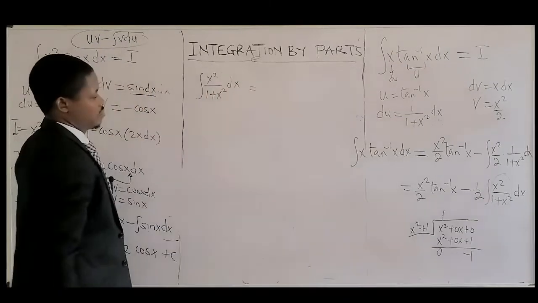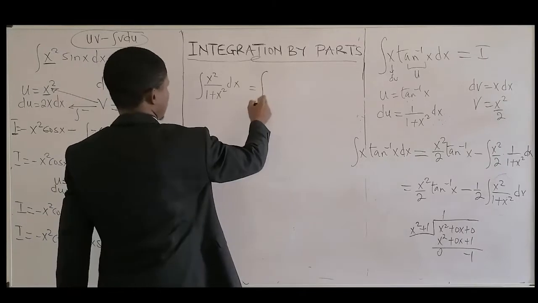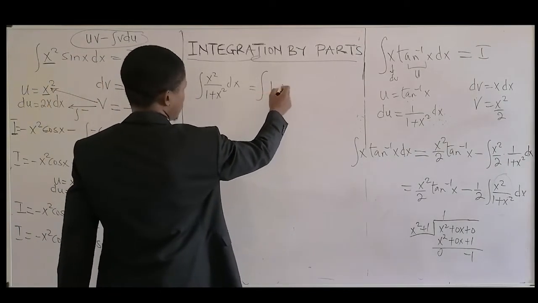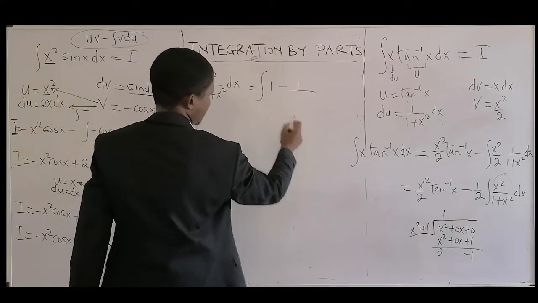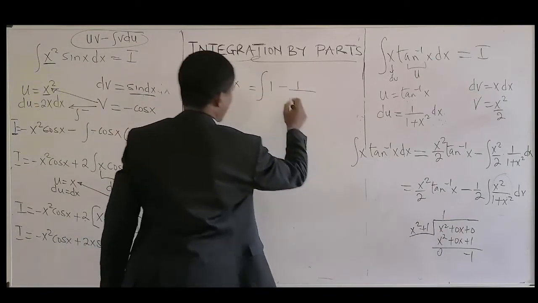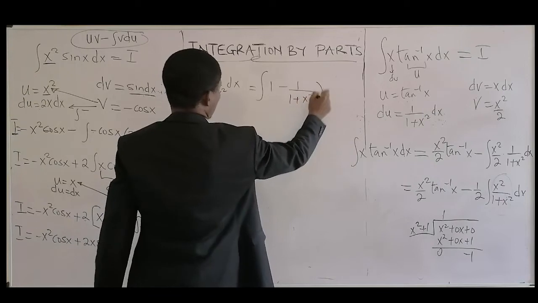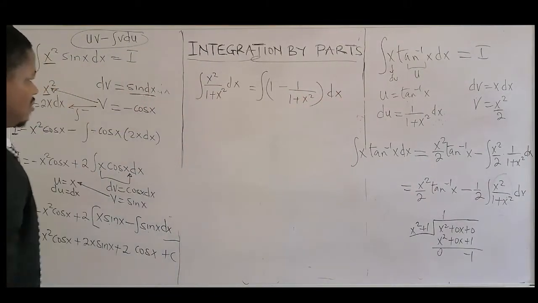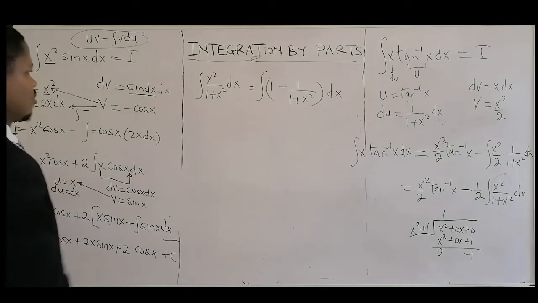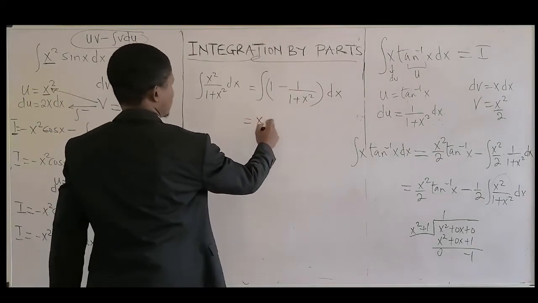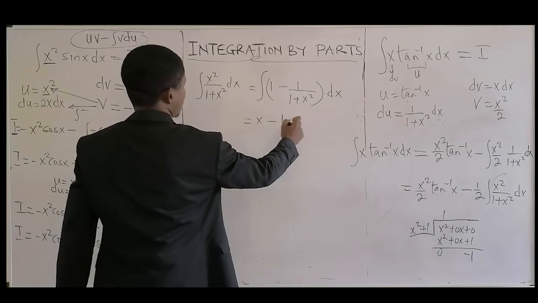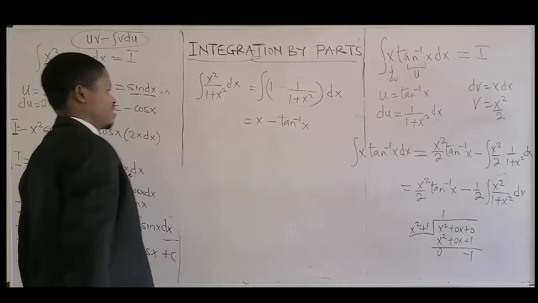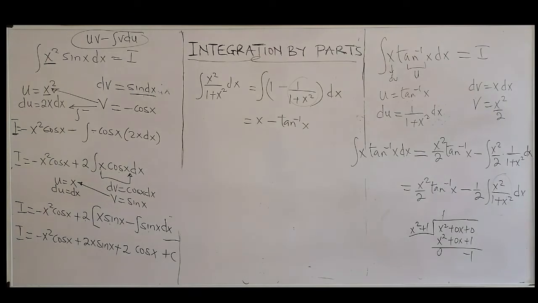So which will be equal to the integral of the quotient, which is 1, then minus 1 over 1 plus x squared. So that will give us x minus arctan x. The integral of this is arctan x; that's in the table. So we can go back to the final answer.